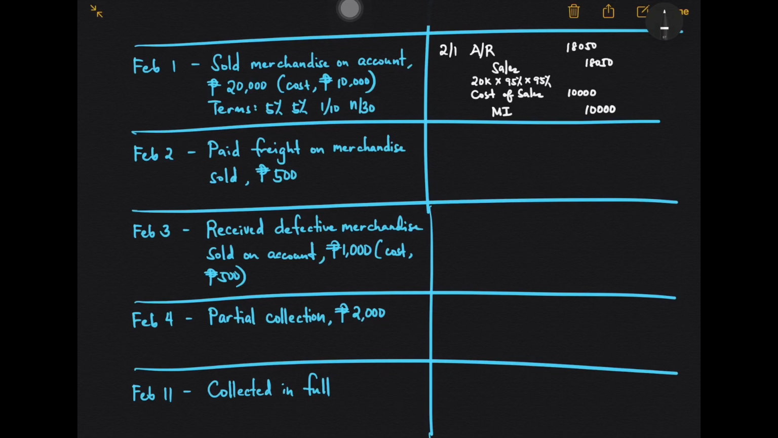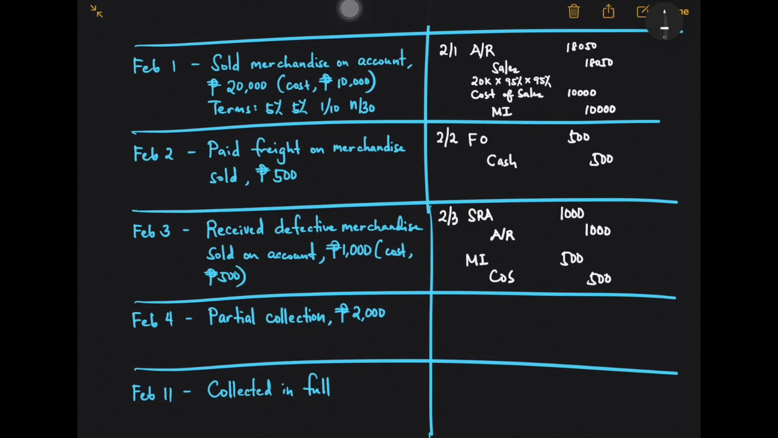February 2, paid freight on merchandise sold, 500. So on February 2, you are the seller, and you pay the freight, so you will debit freight out. Then the problem says paid, so you will credit cash, 500. Next, February 3, received defective merchandise sold on account. So you will reverse the entry on February 1. But instead of debiting sales, you will debit sales, returns, and allowances. Credit AR, debit merchandise inventory, and credit cost of sales. For the first entry, we write the price, and in the second entry, we write the cost.